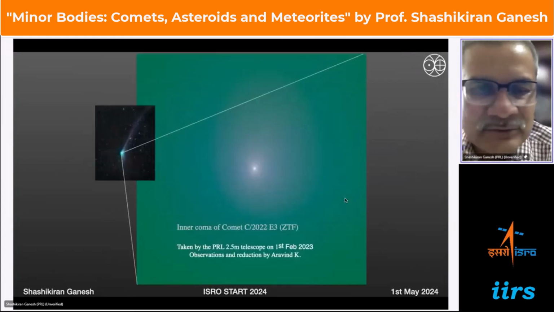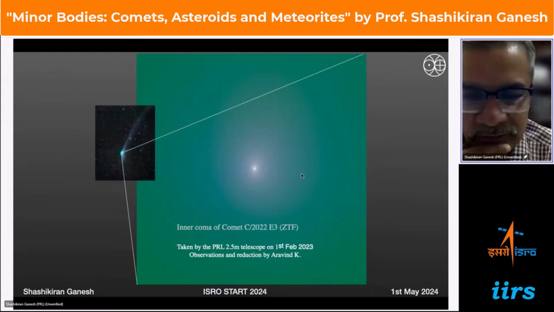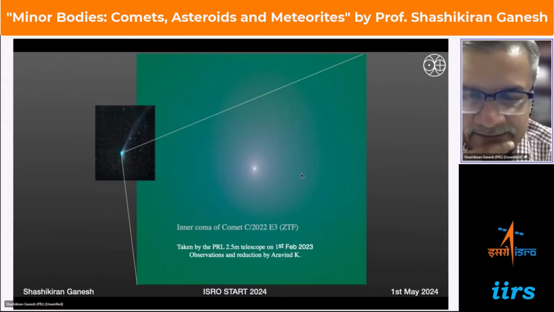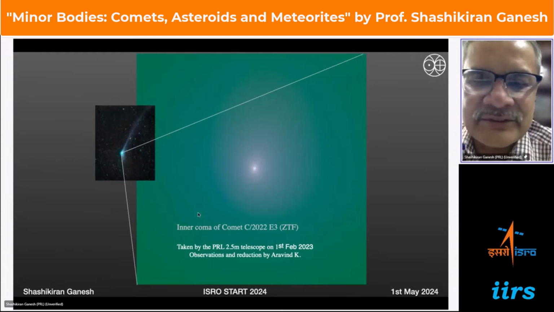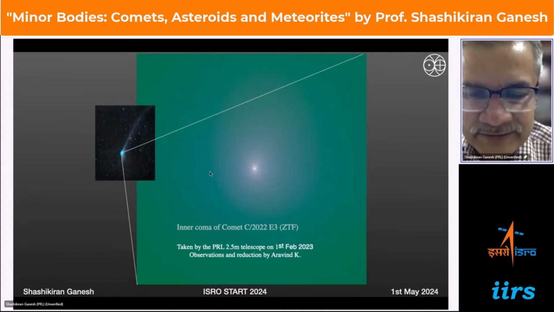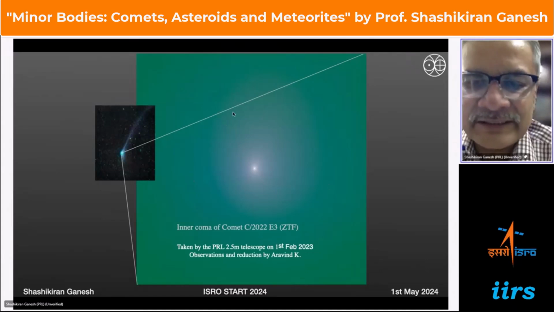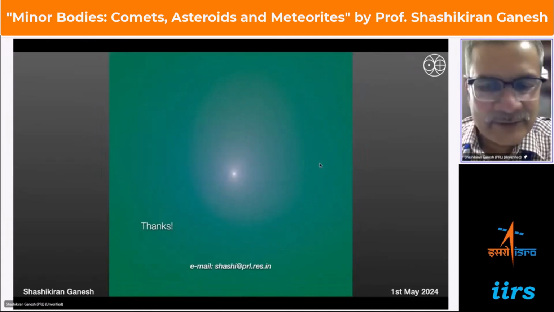What we did was to observe the very innermost part of this comet using our 2.5 meter telescope last year, and it shows you very well the inner coma, which appears white because of the dust, and then the green because of the diatomic carbon and the other molecular emissions which make up the very green colors. So I think I'll stop here and take questions.